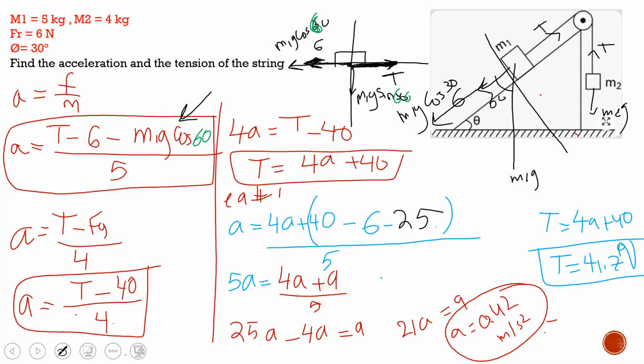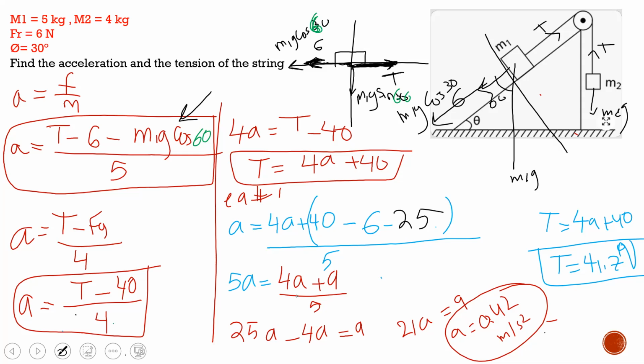Then 25A minus 4A, which is 21A, equals 9. So A will be 0.42 meters per second squared. Since the acceleration is 0.42, the tension will be 41.7 Newtons.